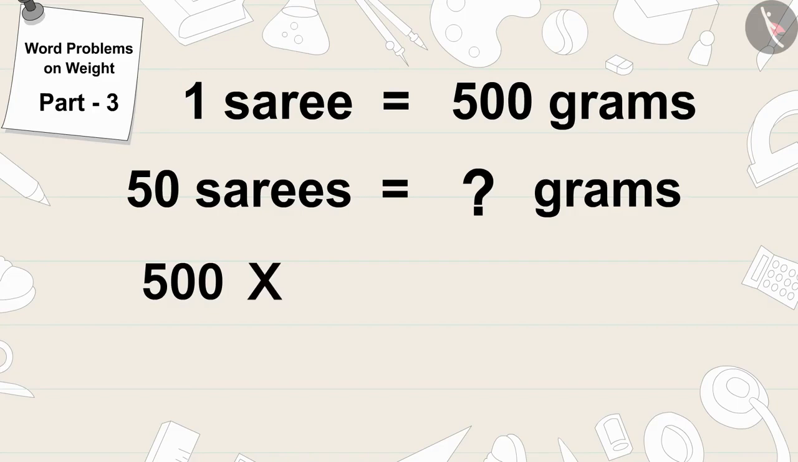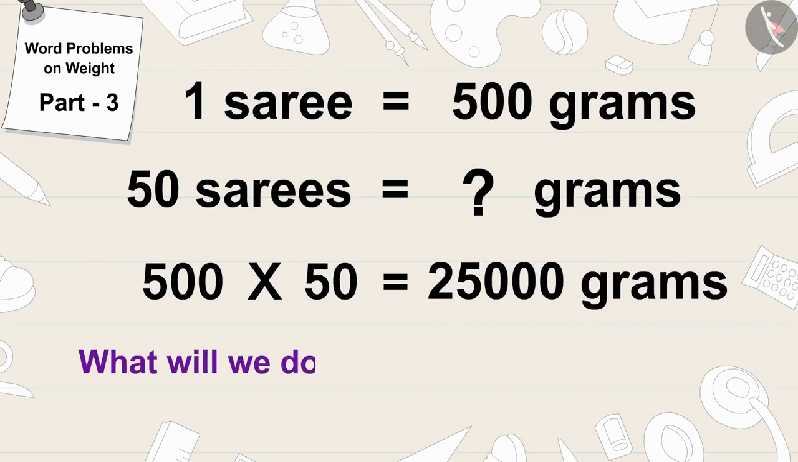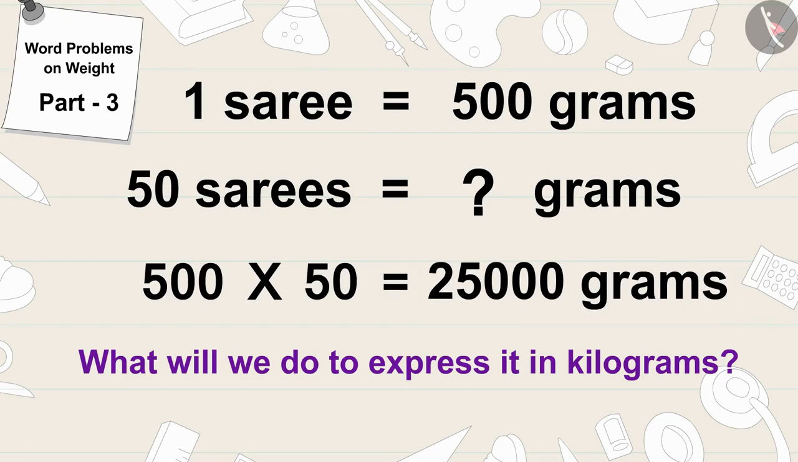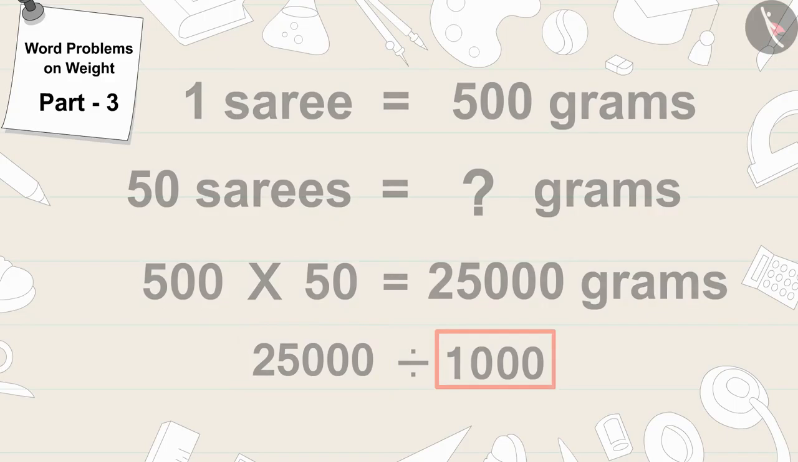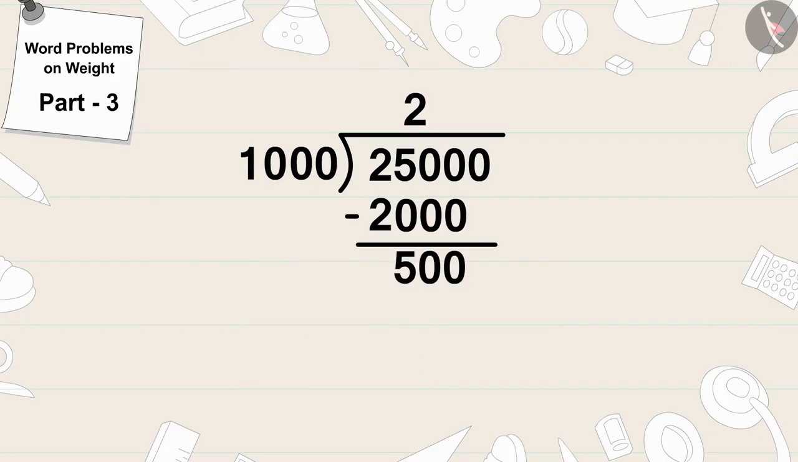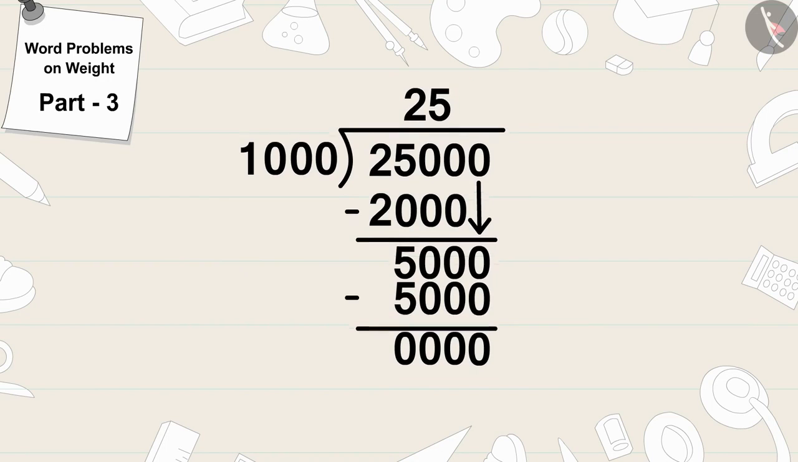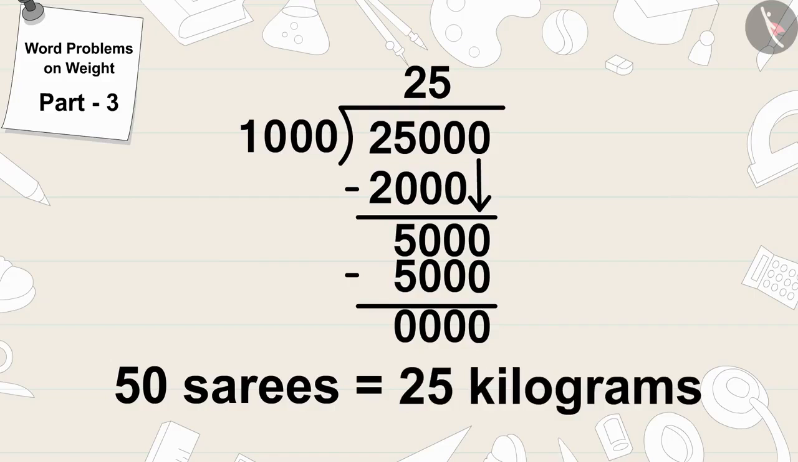500 multiplied by 50 is 25,000 grams. Now, what will we do to express it in kilograms? Exactly. We will divide 25,000 by 1,000. 25,000 divided by 1,000 is 25. In this way, the total weight of 50 saris of Banno will be 25 kilograms.